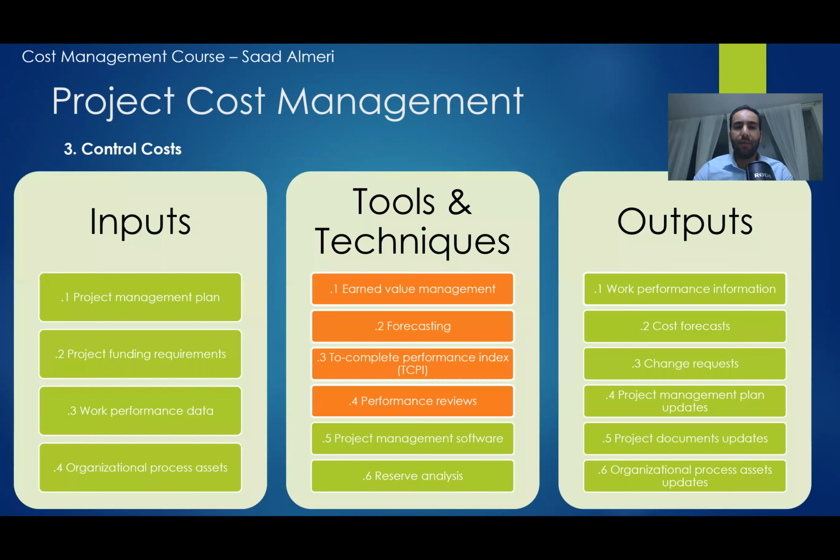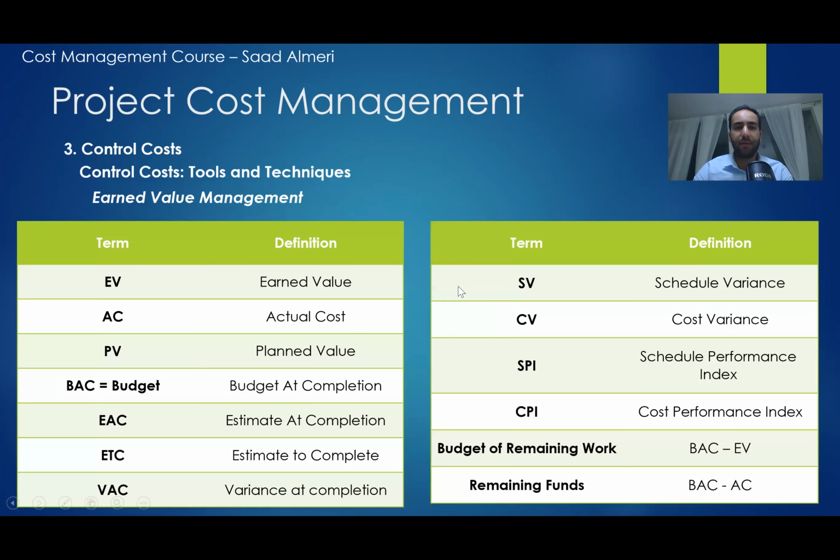There are a lot of tools and techniques we use in project cost management, control costs, and we will focus on these four tools. We will talk about them in the next few slides. The most famous one is earned value management, for sure. There are a lot of things we need to talk about in earned value management, but we will start with the definition of a few terms we will use in the next few slides.